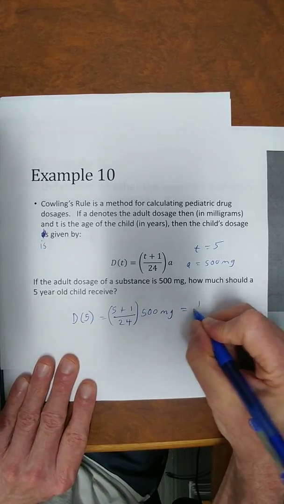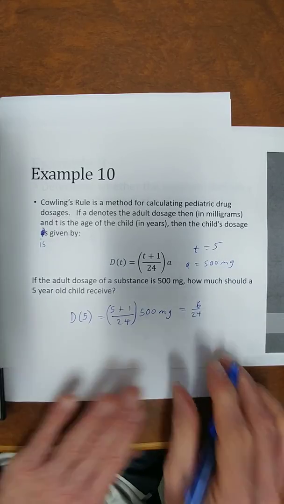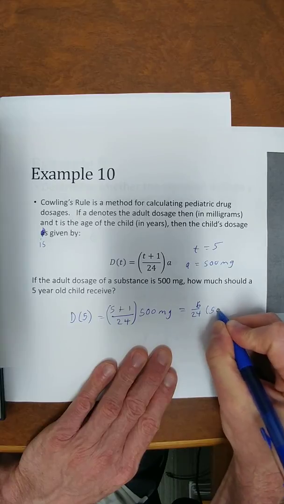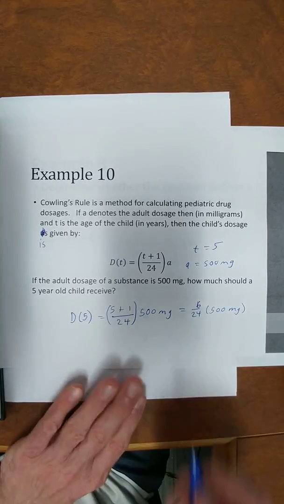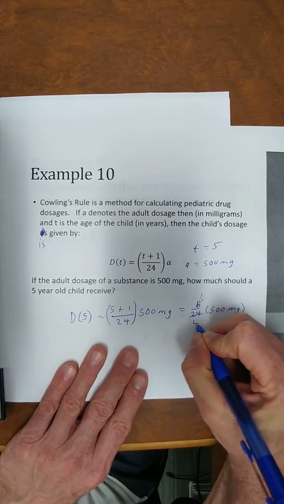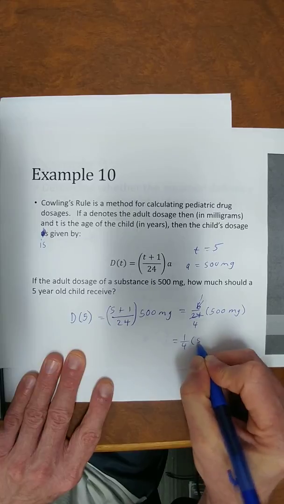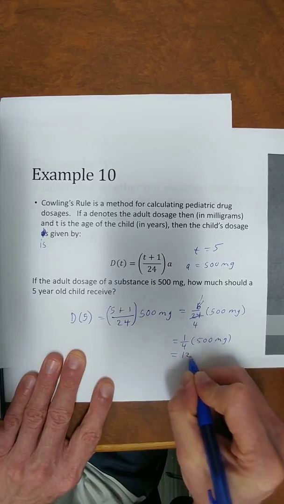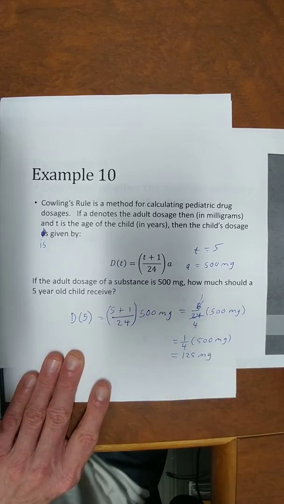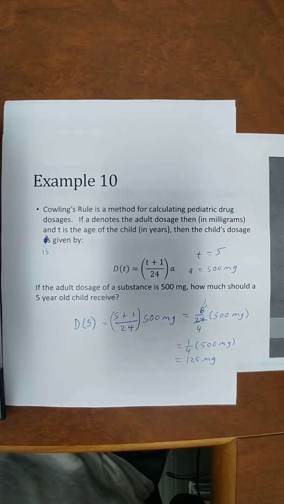Well, that will be 6 over 24. Let me write it in this unsimplified form first. Times 500 milligrams. So 6/24 will reduce to 1 over 4. So if we take 1/4 of 500, that will give me 125 milligrams of the drug. That is the dosage that we would give the child.